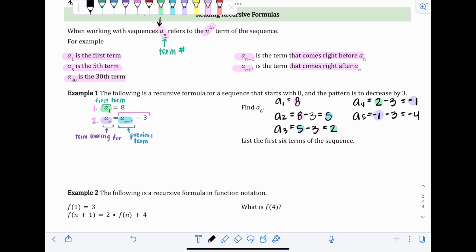And then to get the sixth term, which is the last one that we're looking for, we take the previous term, the -4. So to get the sixth term, it'd be A6. We take the previous term, the -4, and we subtract 3 to get the sixth term. So -4 minus 3 would be -7, and that gives me my sixth term. So my sixth term would be, I'm going to write it over here, A sub 6 equals -7.